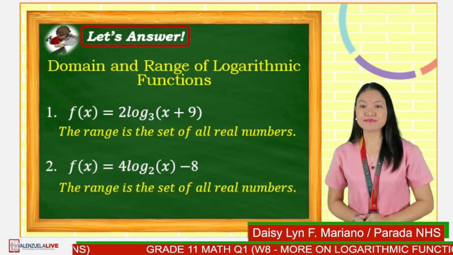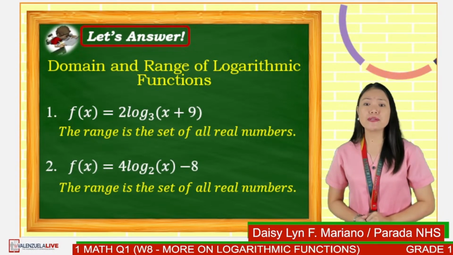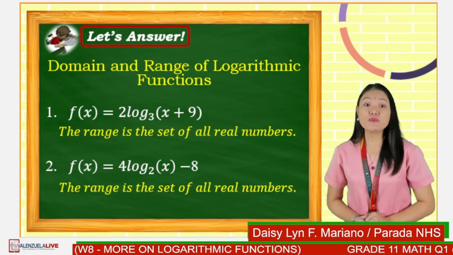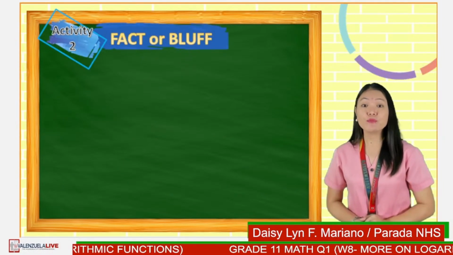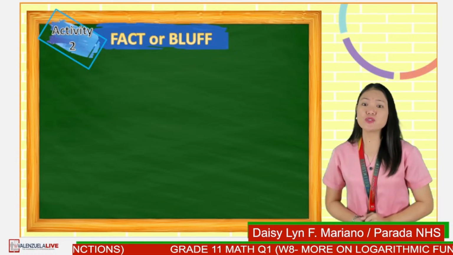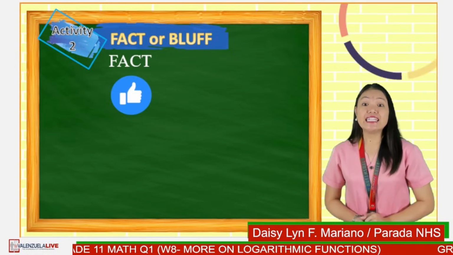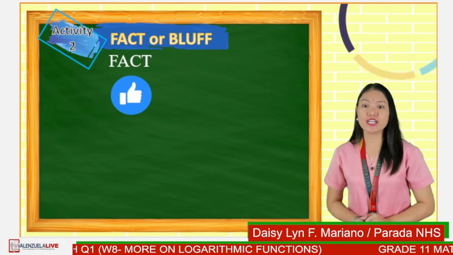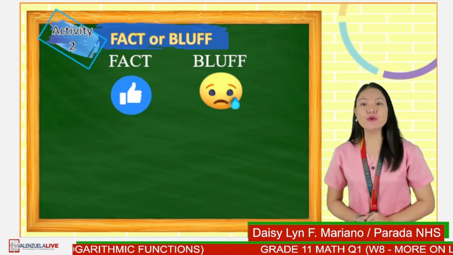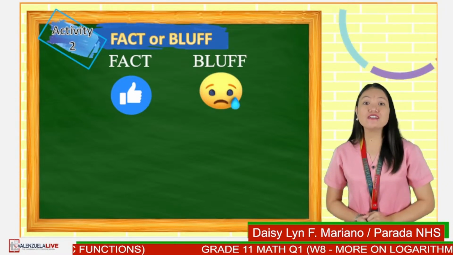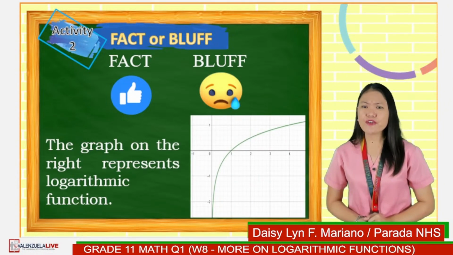Very good. Let us now have a quick check of your understanding about ways of representing logarithmic function and its domain and range with our second activity entitled Fact or Bluff. You will be given 5 seconds to hit the like reaction button if the statement is a fact, and hit the stop reaction button if the statement is a bluff. Ready? Number 1. The graph on the right represents logarithmic function. Is it a fact or a bluff?